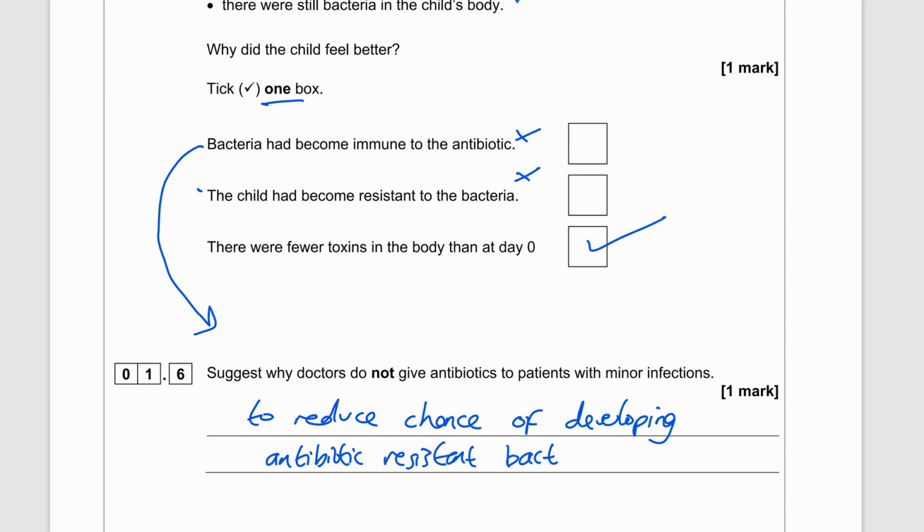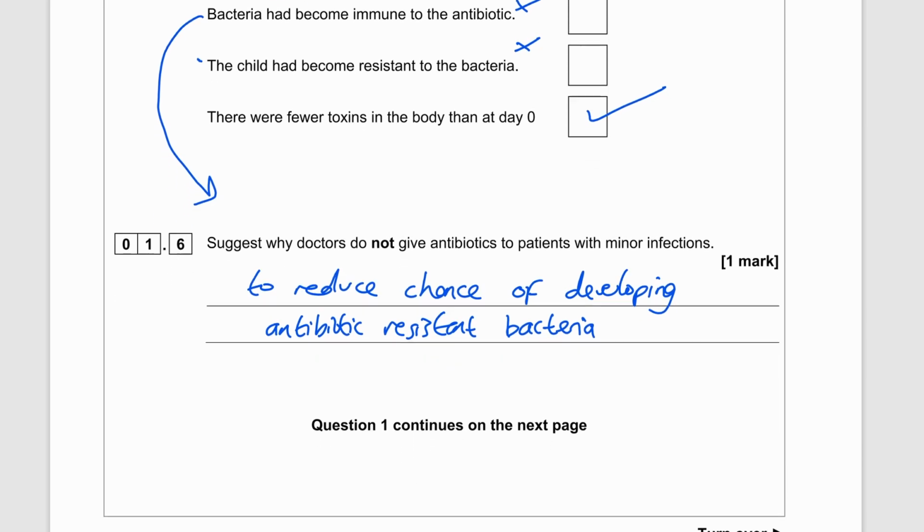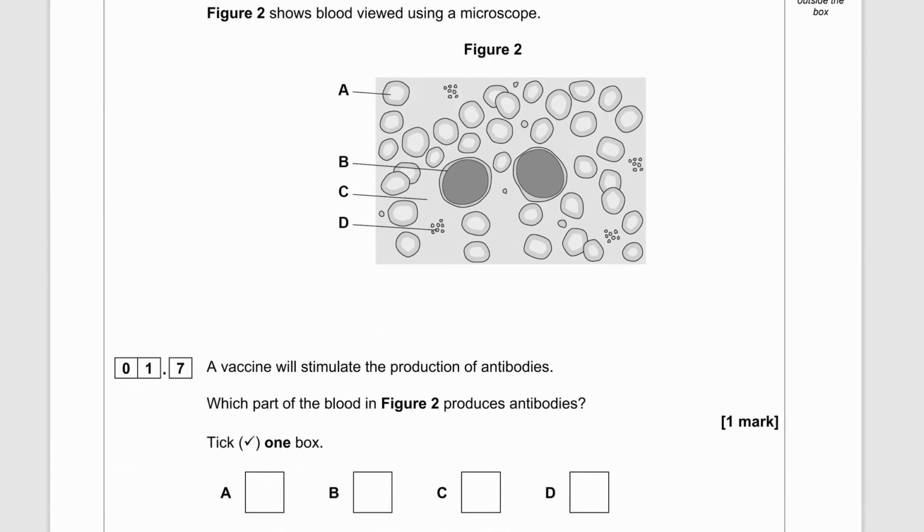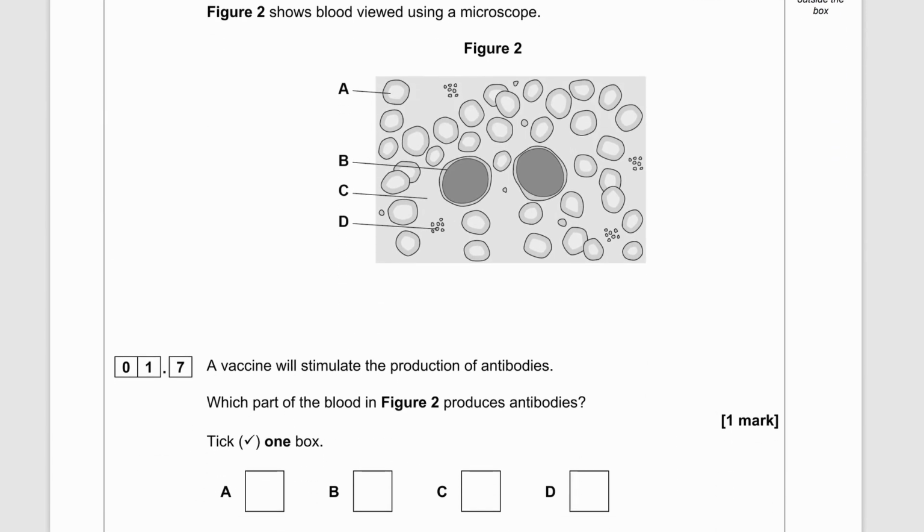A reminder, the reason why bacteria become resistant is through mutation of their DNA. Figure 2 shows blood viewed using a microscope. So we've got a figure here. It's got different parts of blood. What we can do using our knowledge is label them.